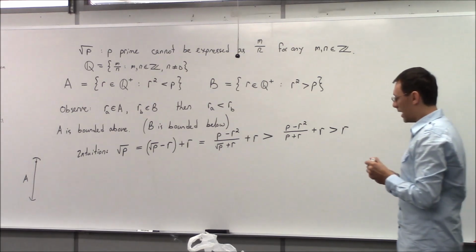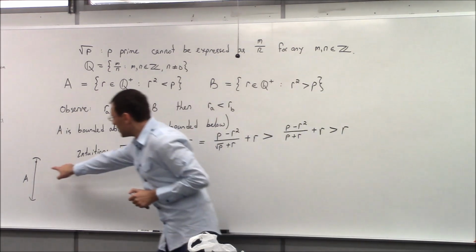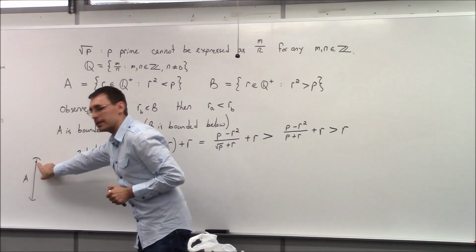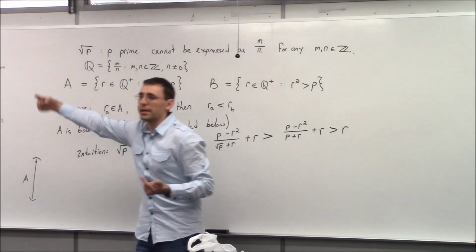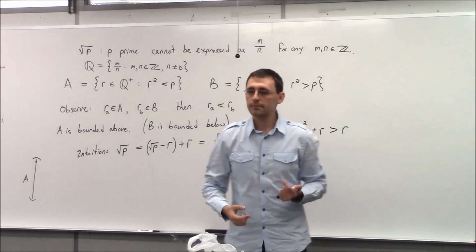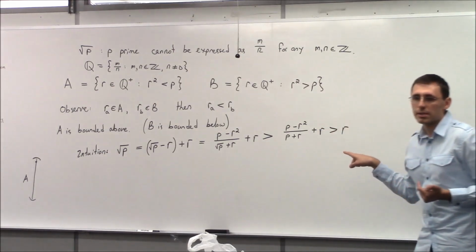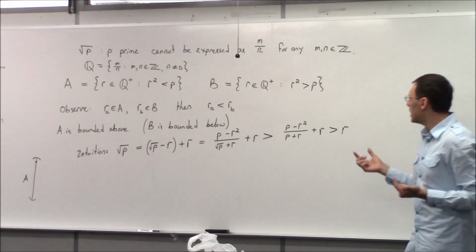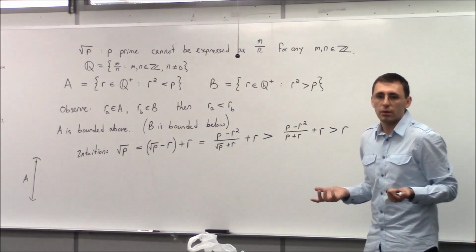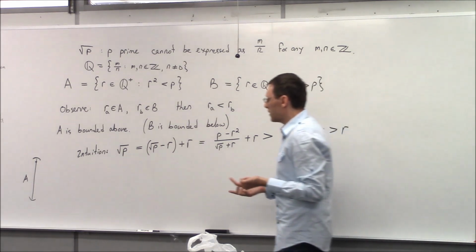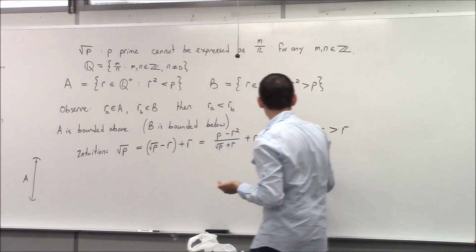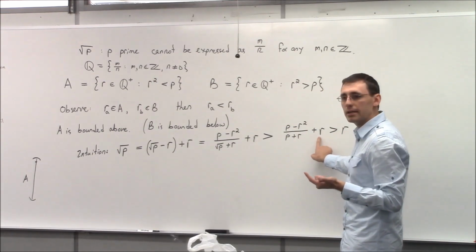Okay? In other words, you can see that in A, if you take any element in A, you can always pick a bigger element in A. And this, in fact, can be used to create a sequence that will approximate root of P. There are other sequences more efficient, but this can be used to approximate.